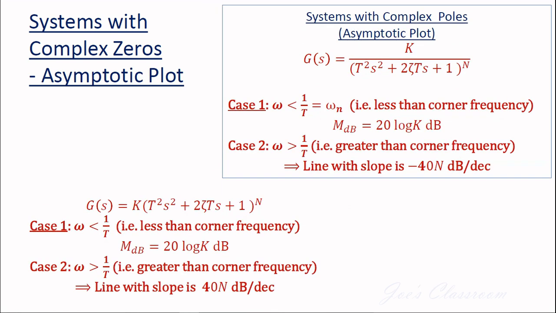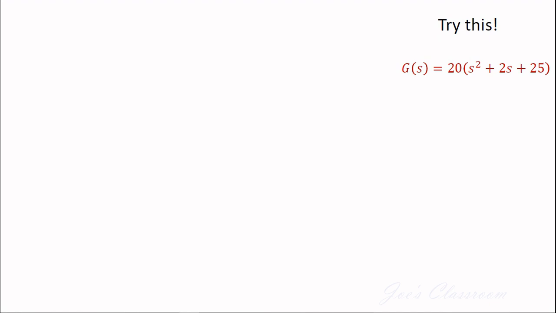When it comes to the asymptotic plot, for poles we understood this, we just now saw that. And what is going to be the difference? Up to the corner frequency, again it is 20 log k as before. Only thing is the slope of the line is going to change from minus 40 to plus 40 n decibels per decade. To understand this a little more, you can try this problem.